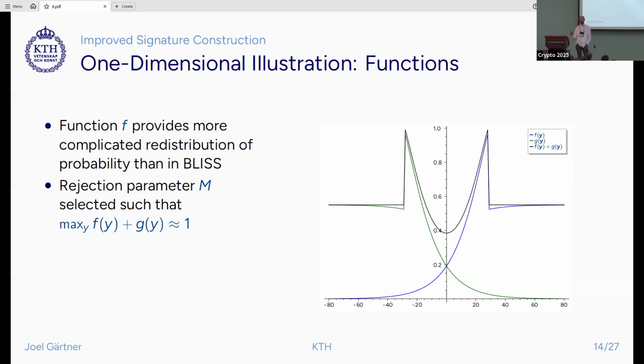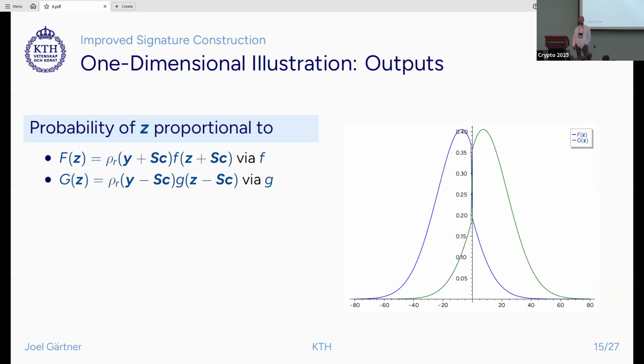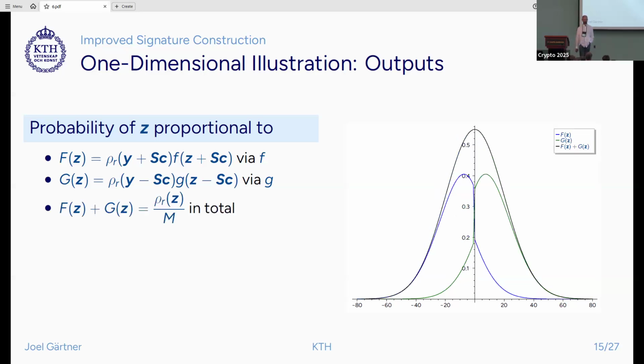And we can also consider the probability of constructing a specific z vector via the functions f and g, giving these functions f of z and g of z, respectively. And we then have that the sum of these functions is a scaled Gaussian function as desired, meaning that we get an output that follows a centered Gaussian distribution, which is independent of secret information.